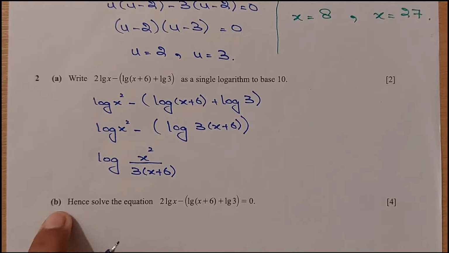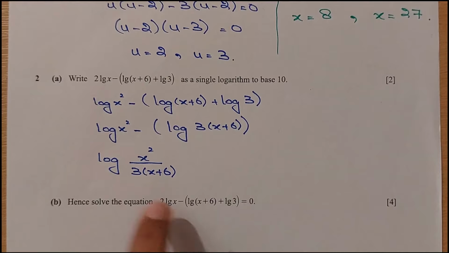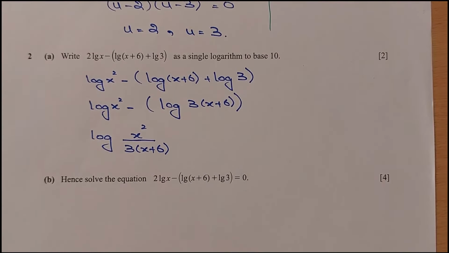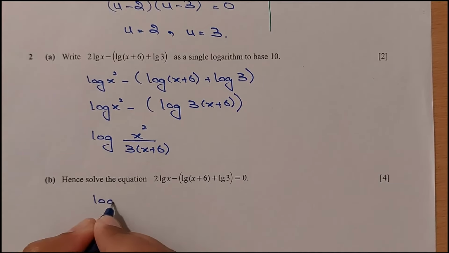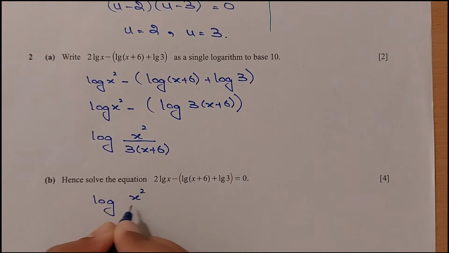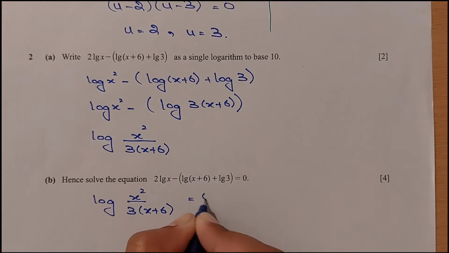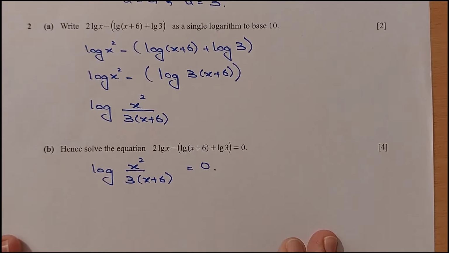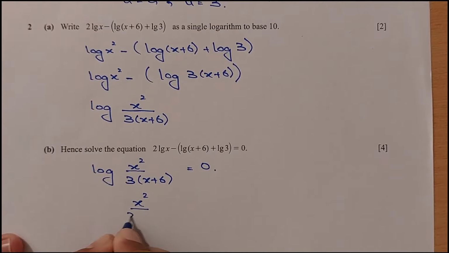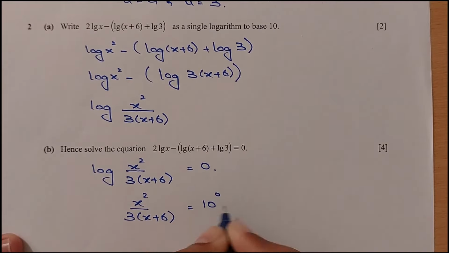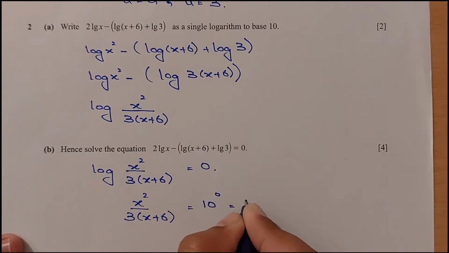Now for the B part, hence solve this equation equal to 0. We need to put this equal to 0 and simplify. So we can say log of x squared over 3 times x plus 6 equals 0. Now converting logarithm form to exponential form. So x squared divided by 3 into x plus 6 equals 10 exponent 0. Anything exponent 0 equals 1.